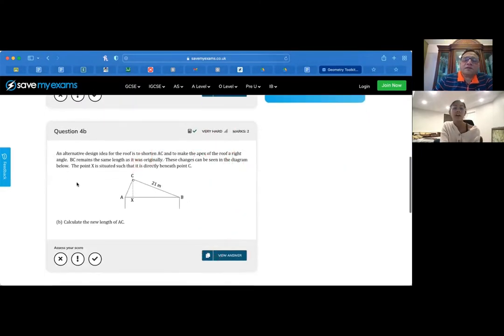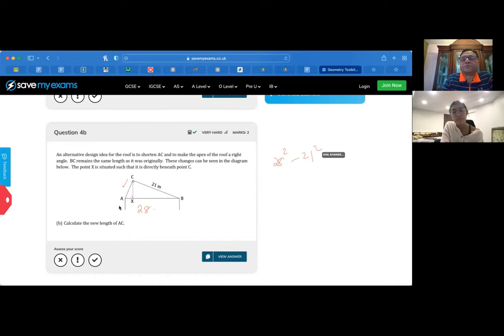Okay, so an alternative design for the roof is to shorten AC to make the apex of the roof a right angle. BC remains the same length as it originally was. These changes can be seen in the diagram below. The point X is situated such that it is directly beneath point C. Calculate the new length of AC.